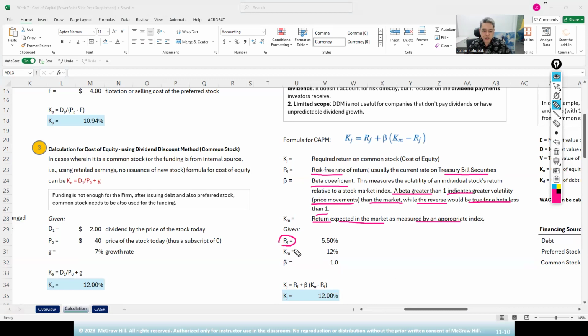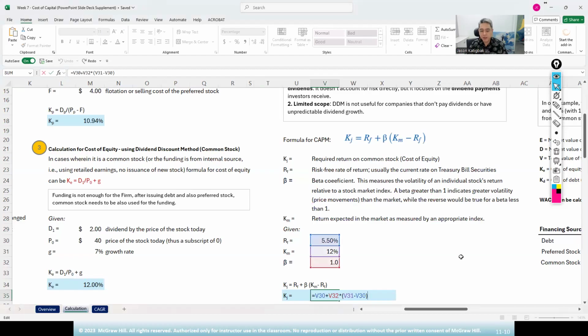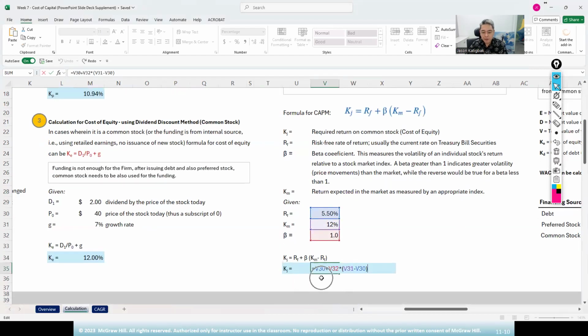Now, just in case, this is the assumption: RF is 5.5%, KM is 12%, and beta is 1. If this is the case, it's the same as how we did it. We're just trying to mimic it, so we do the given or the assumption. The formula will be like this. Let me clear it up. There you go. Risk-free rate of 5.5 plus beta multiplied by the difference between the expected return of the market and the risk-free rate. Okay.